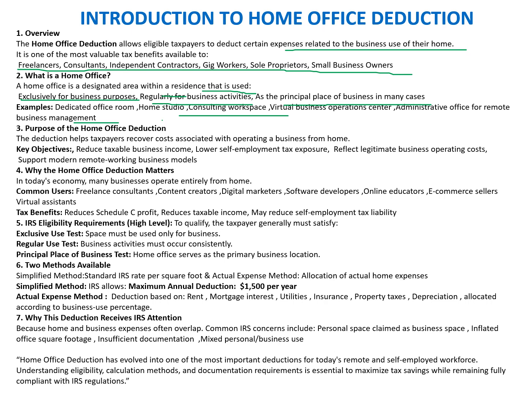Purpose of home office deduction. The deduction helps the taxpayer recover the cost associated with operating a business from home, which means that any costs incurred to operate the business from home are covered under this home office deduction. The key objective is to reduce the taxable business income, lower the self-employment tax exposure, reflect the legitimate business operating cost, and support modern remote work business models.